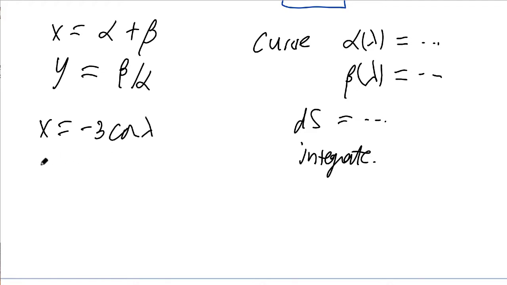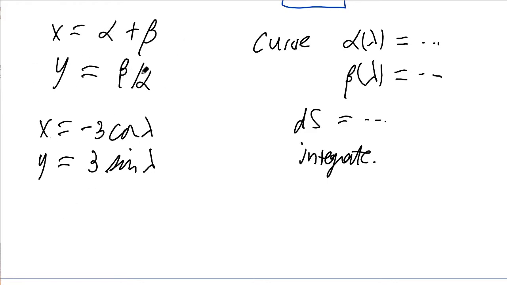Cosine lambda as opposed to cosine lambda squared. y was 3 sine lambda. And now we can find these expressions for the curve, for alpha and beta as functions of this parameter lambda, by just inverting these relations. So how would we do that?